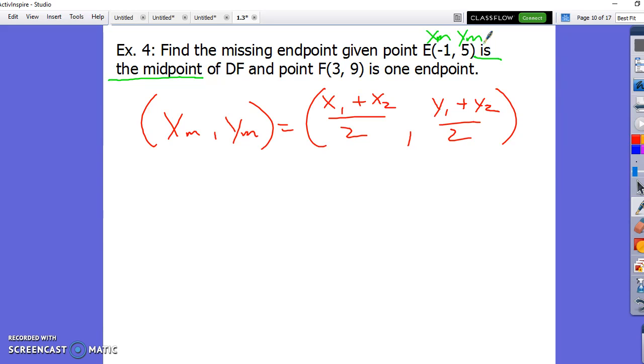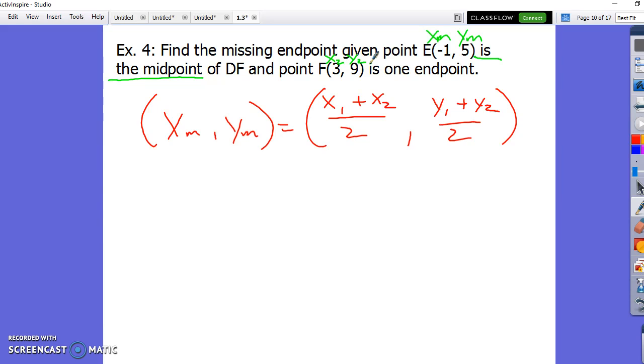Okay. All right. So if that's XM, YM, and point F is one endpoint, what are we going to call 3? We can call it X2. We'll call it X2, and what's 9? Y2. Sweet. Now we have it labeled, right?